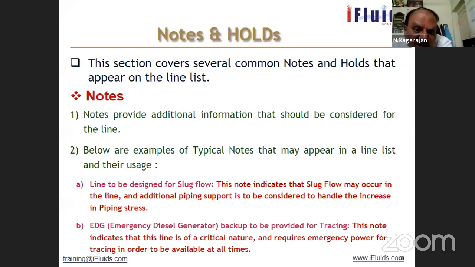And when we make the electrical load list, we mention that the electrical tracing should have a power backup by EDG. Important critical power requirements, we put in the load list, and the electrical department will size the emergency diesel generator for those emergency loads.